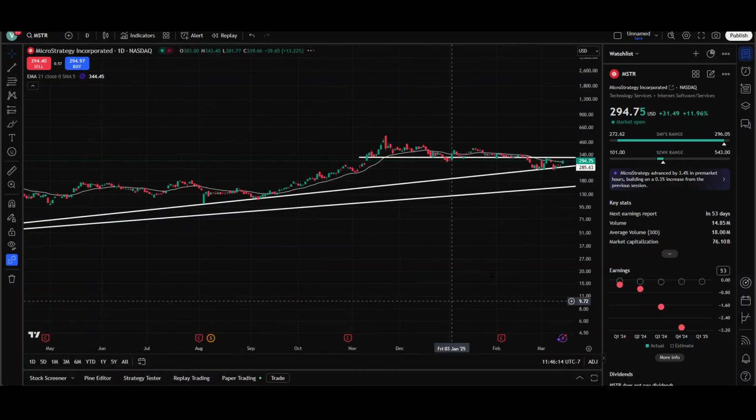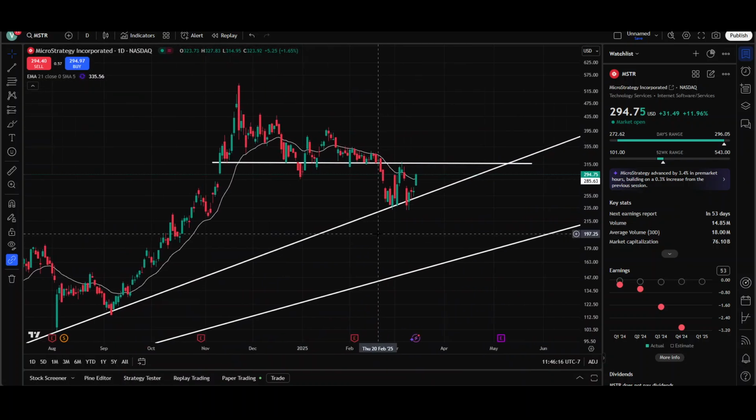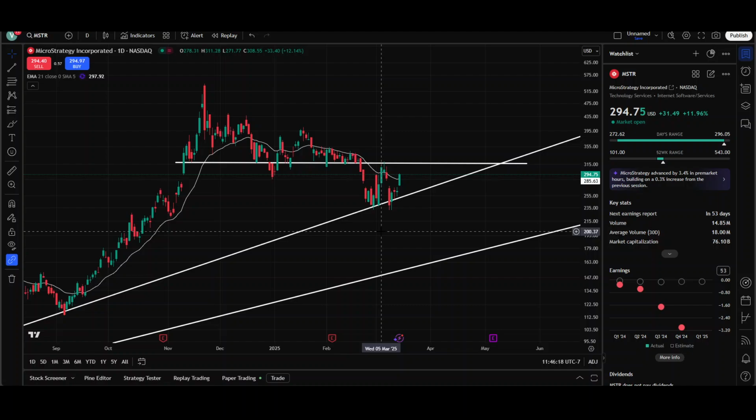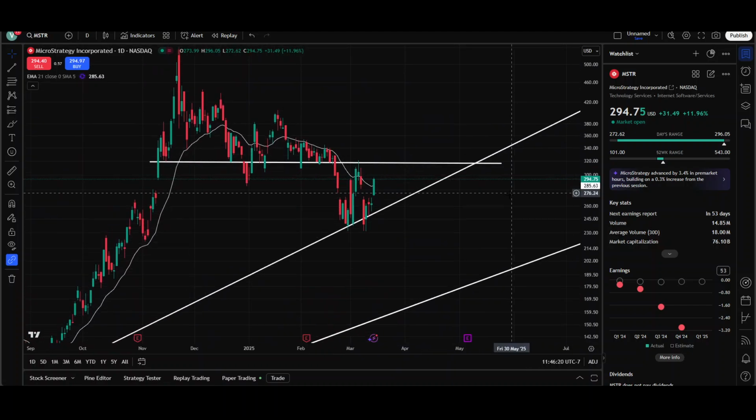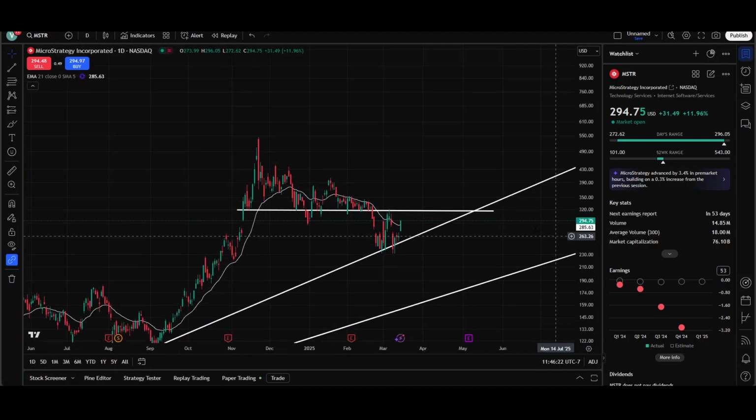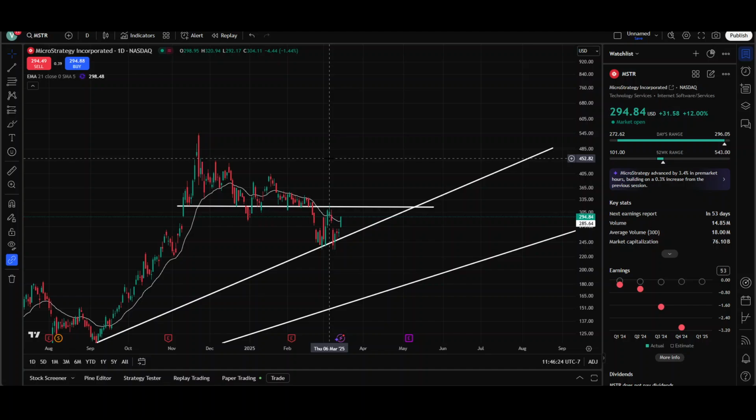So again, most likely they're going to continue to buy Bitcoin. They haven't bought Bitcoin this month yet, and I'm expecting them to do a big purchase very soon, probably this month. So that's all I have for MicroStrategy on the daily and weekly charts.